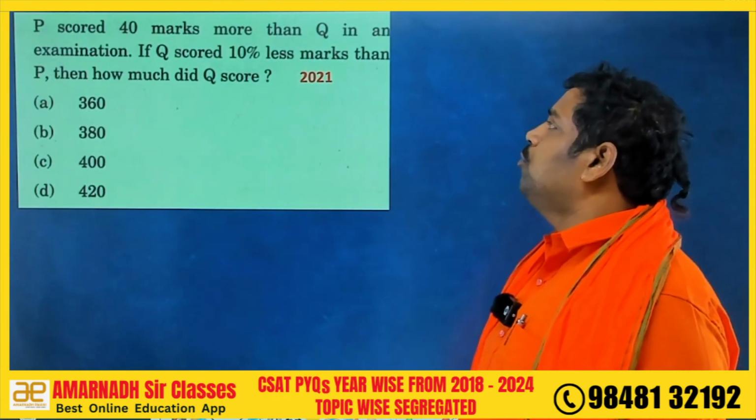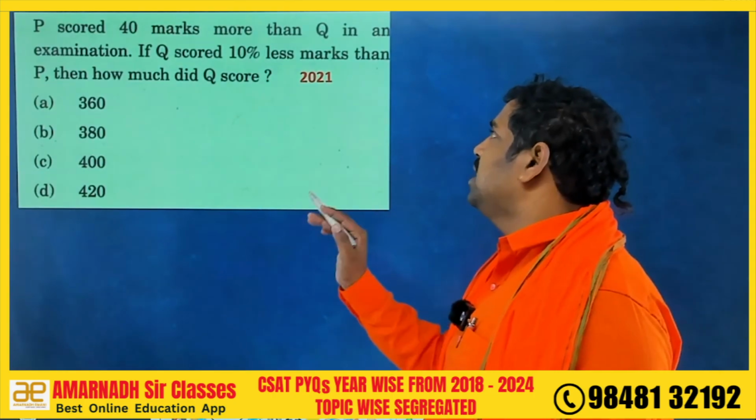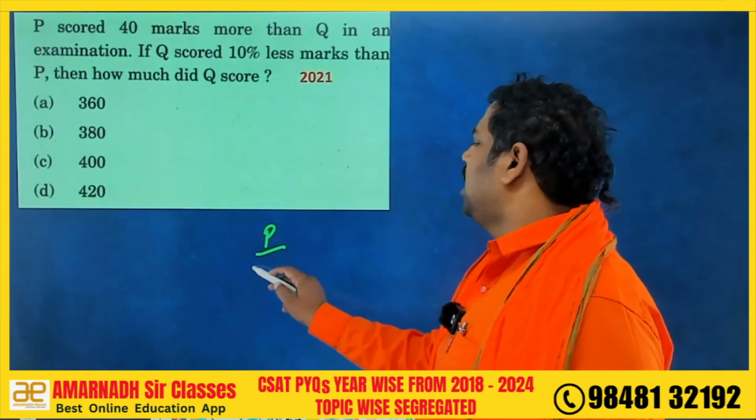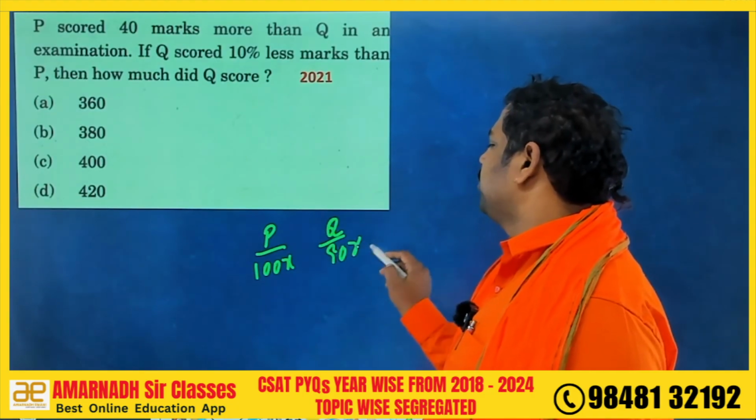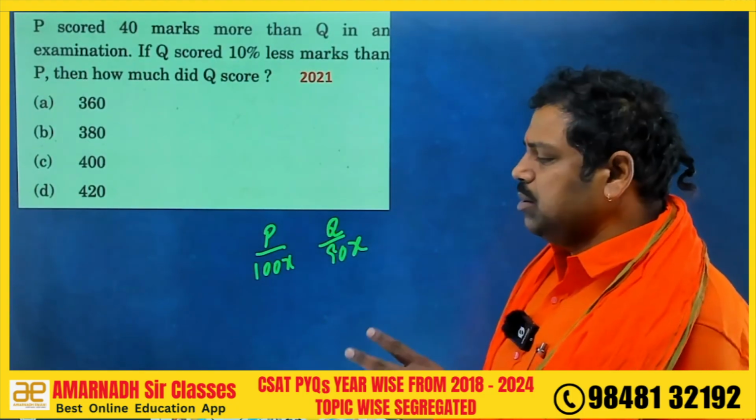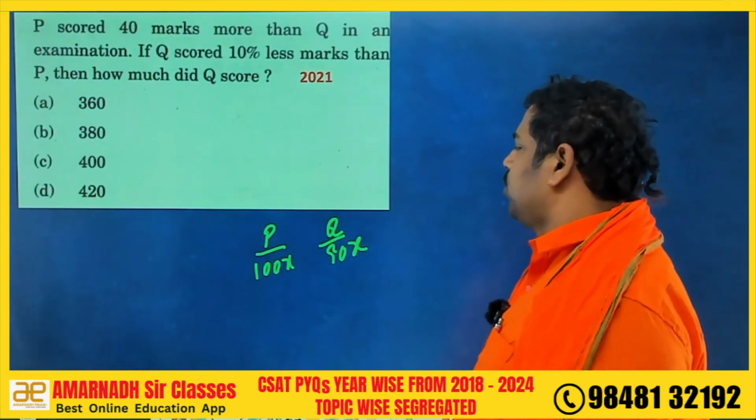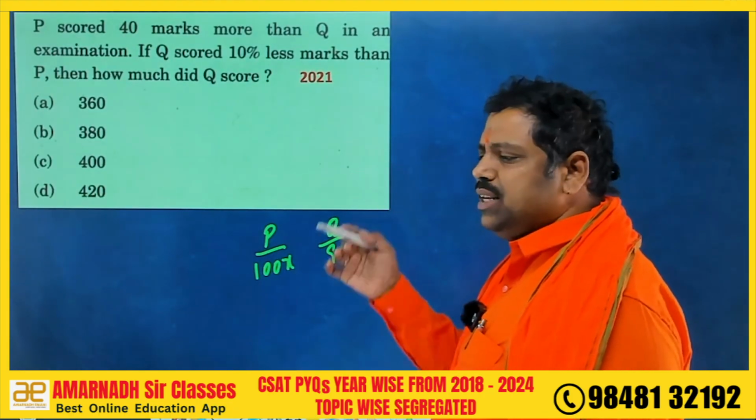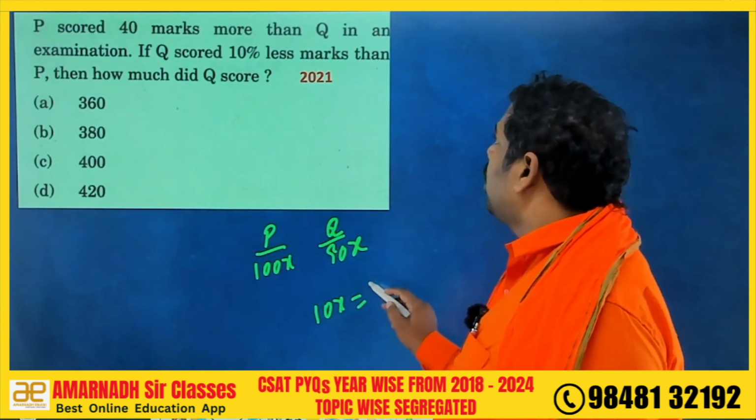Good. So 40 marks more than Q. Okay. And Q scored 10% less than P. That means that if P got 100x, then Q will get 90x. Is it right or wrong? Okay. Because Q scored 10% less, right? Okay, good. P scored 40 marks more than Q, right? How many marks more means simply difference, right? The difference is how much? 10x. Is equal to how much is specified?